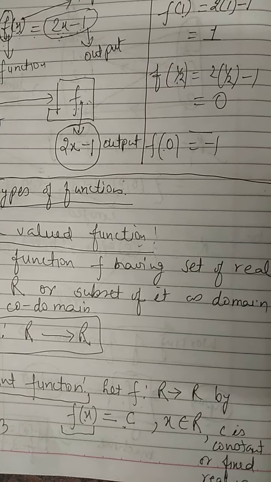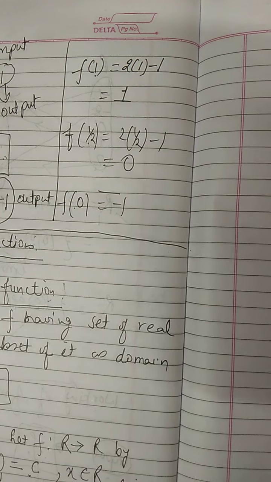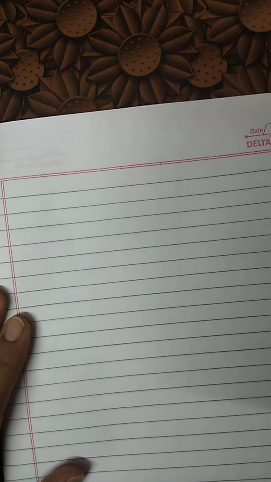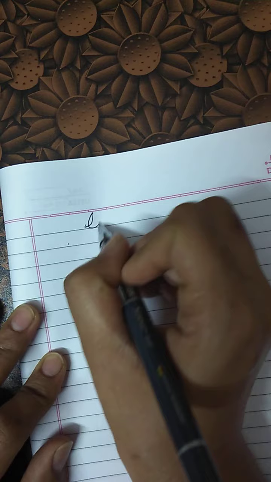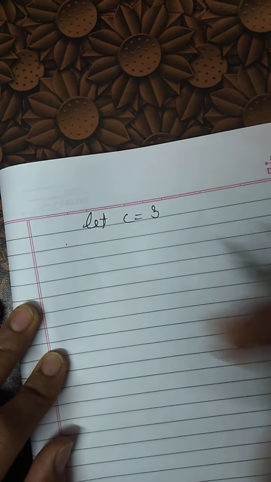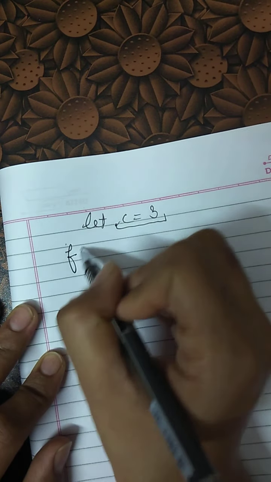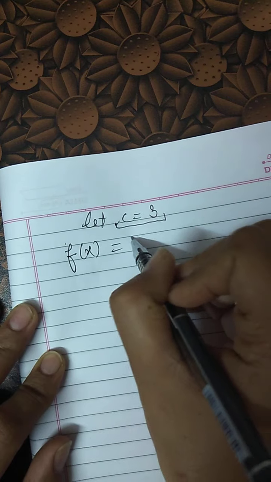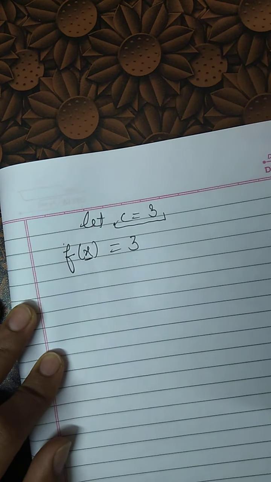Okay, so let us discuss an example to understand the concept. Here I will fix the value of c. For example, let c equal 3. We are fixing the value of c, but you can take any value. It means f of x equals 3. Now this x is coming from the set of real numbers.